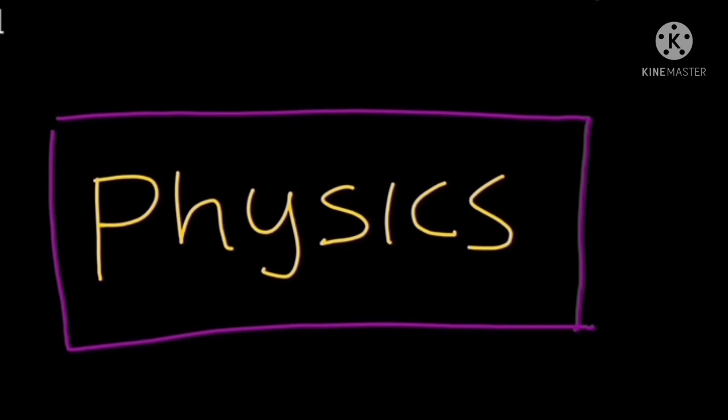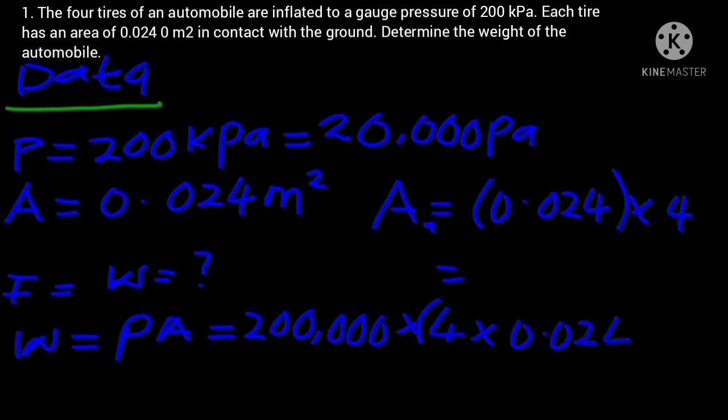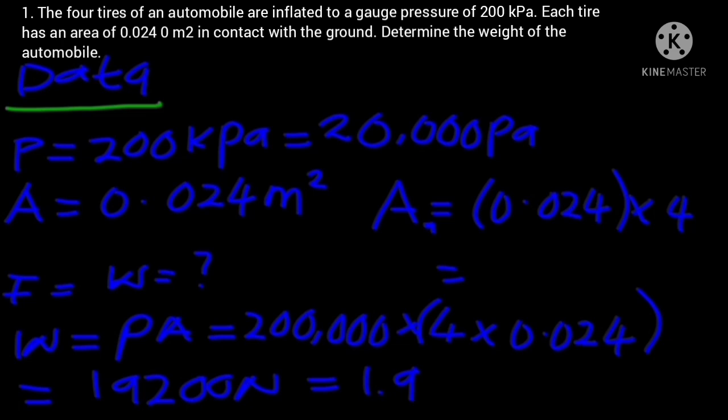In this video, I'm going to answer questions under fluid mechanics. I'll be very fast. In our first question, we are finding the weight. So we know that weight is equal to pressure times area, or force is equal to pressure times area, which is equal to 20,000 times 4 tires times 0.024. So our weight is equal to 19,200 newtons, which is equal to 1.9 times 10 to the power 4 newtons. So that's our final answer.